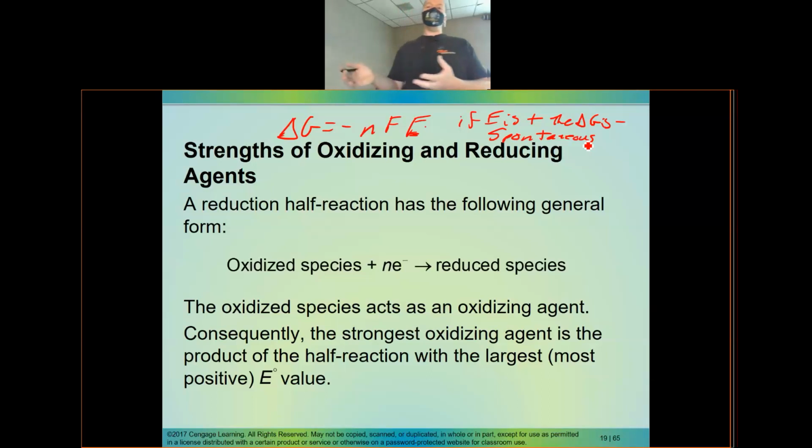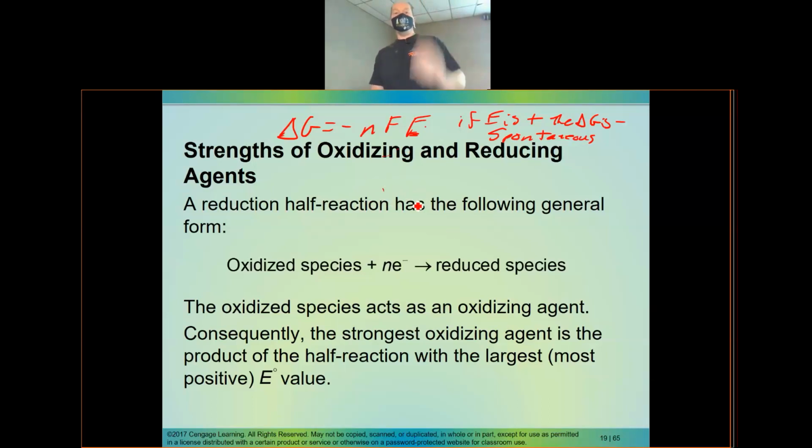So the more negative your delta G, the more spontaneous the reaction. The more positive your E value, the more negative your delta G value will be, and the more spontaneous the reaction will be.